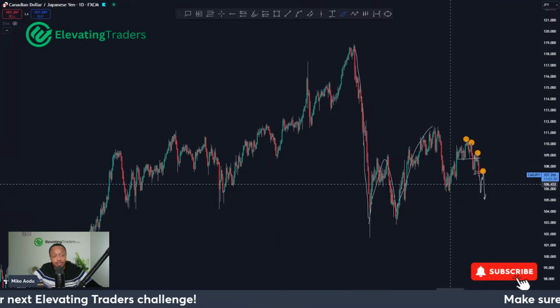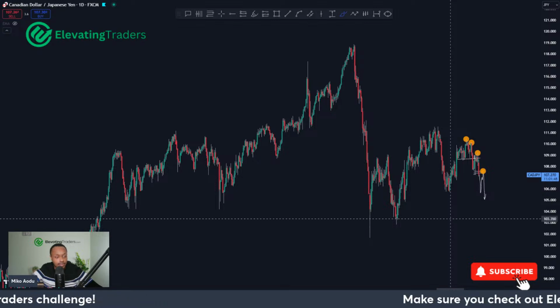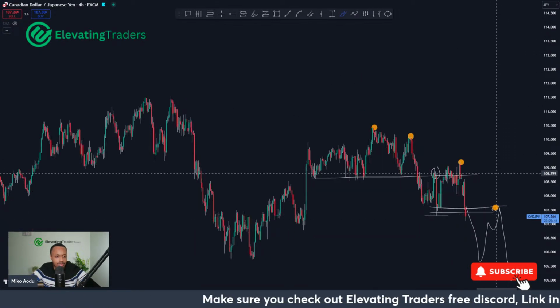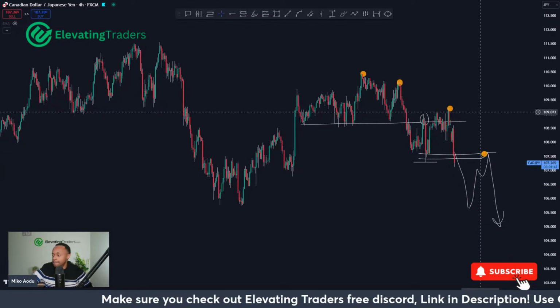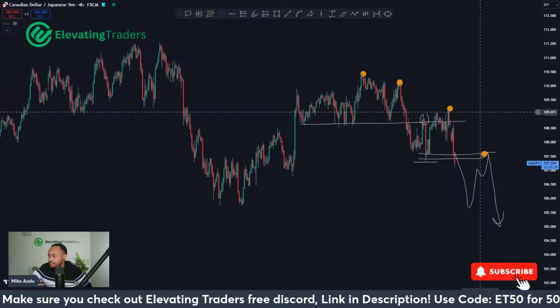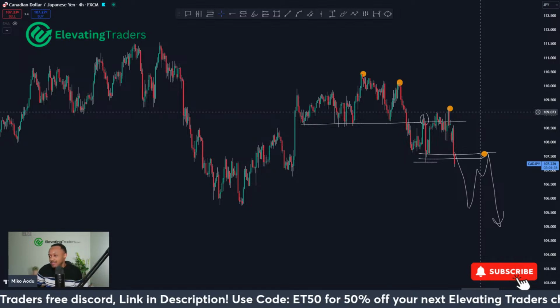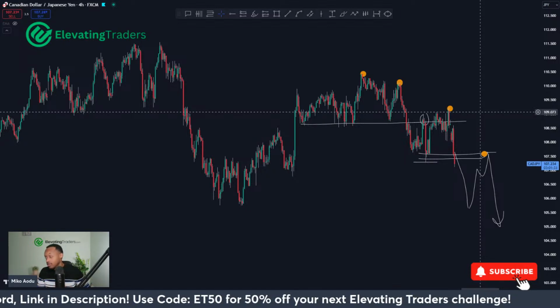So very, very bearish with CAD yen, but have to stay patient. Nothing there quite yet, but something like this would interest me. So, yeah, we'll wait for that for CAD yen, but not really a big fan of the yen pairs apart from dollar yen.